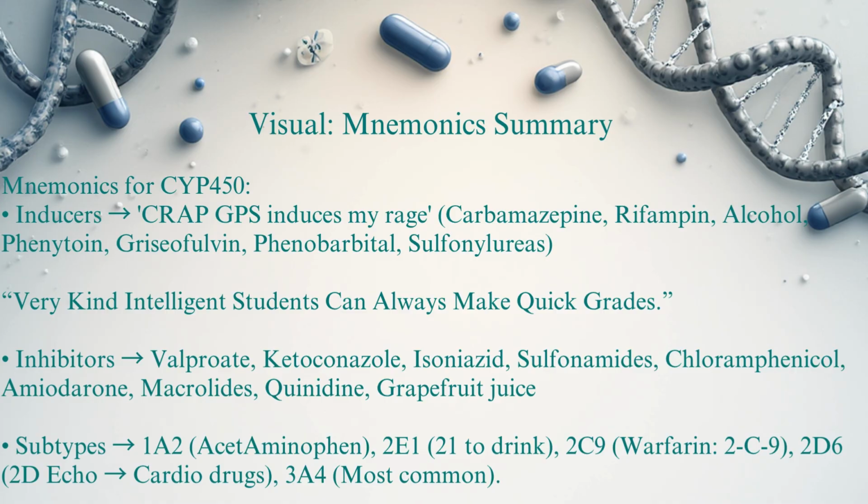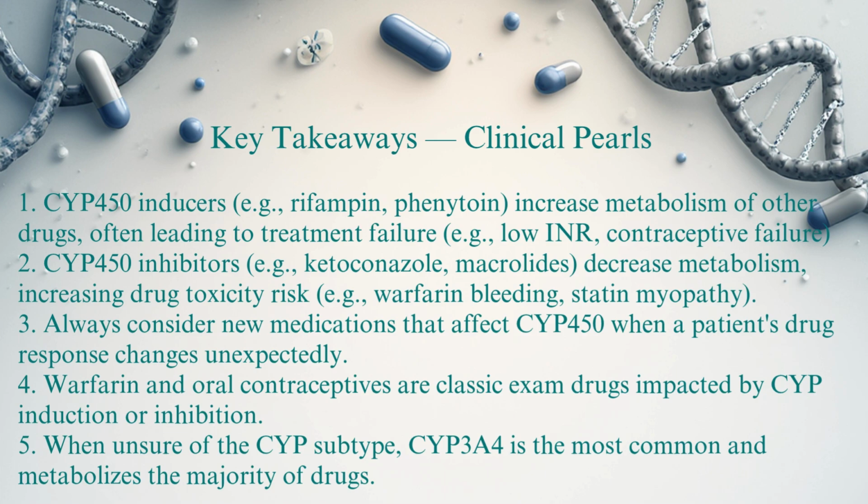So in summary, use CRAP GPS induces my rage for the inducers. Very kind, intelligent students can always make quick grades for the inhibitors, and link each subtype to its key example drug or concept to make recall much easier on exams. Let's end with a few key takeaways, clinical pearls that tie this whole CYP450 discussion together. First, remember that CYP450 inducers, such as rifampin and phenytoin, increase the metabolism of other drugs. When metabolism speeds up, drug levels go down, and that often leads to treatment failure.